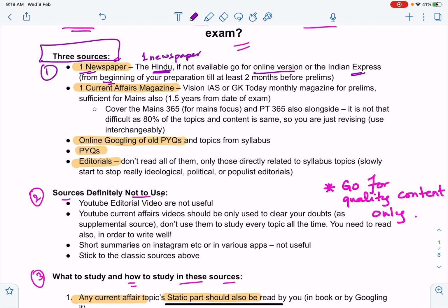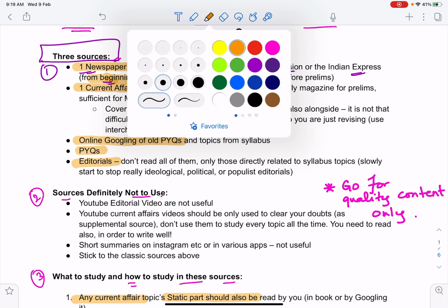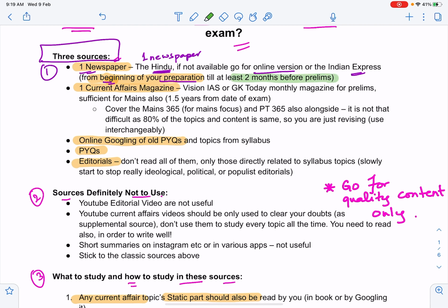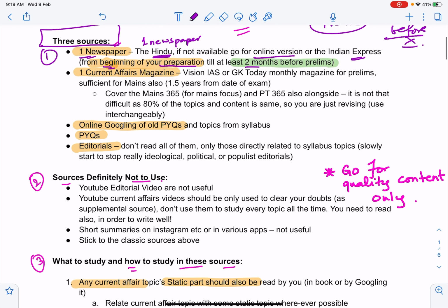All right, then you have to do these newspapers from the beginning of your preparation. So when to start these newspapers? From the beginning of your preparation itself, and then you have to carry them onwards till at least 2 months before the prelims. 2 months before the prelims, you can stop these newspapers, not really needed, because then you will have to focus on your core static portions from where a lot more questions are asked, and also revising, so you don't have time, so you can stop them. This is the number one point about newspaper.